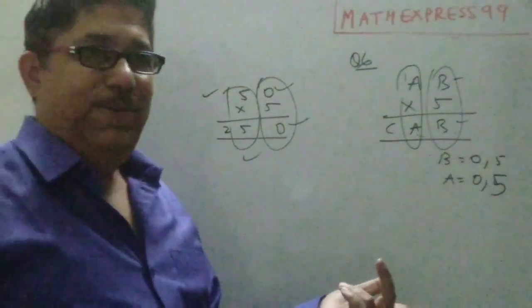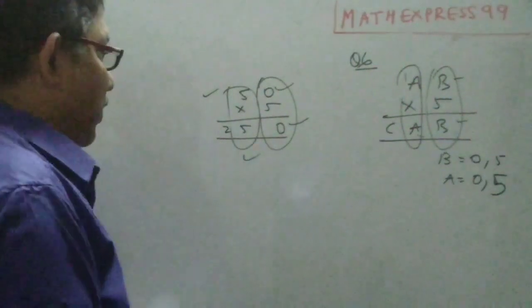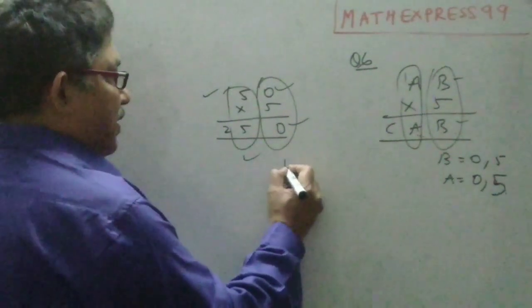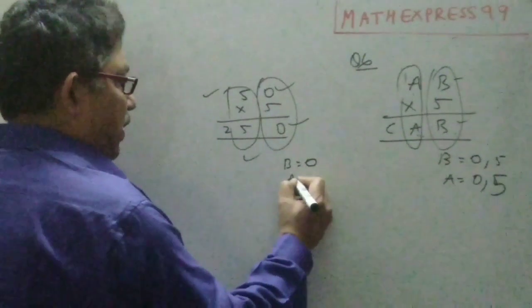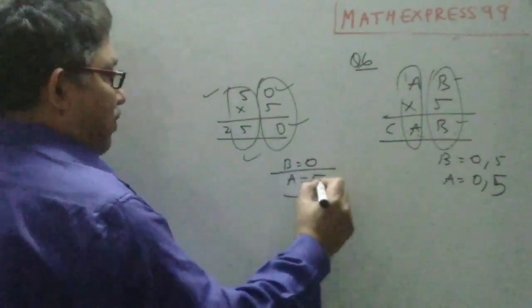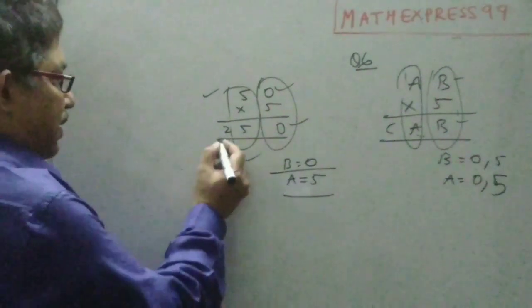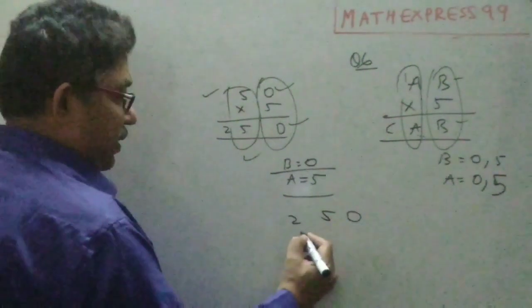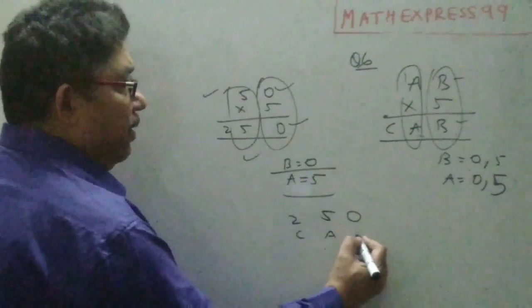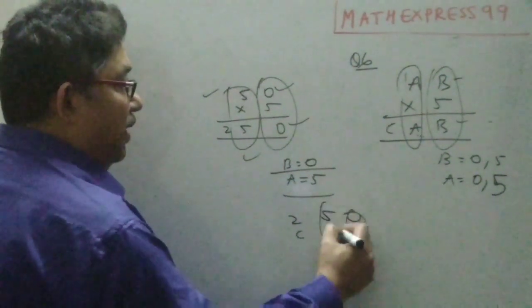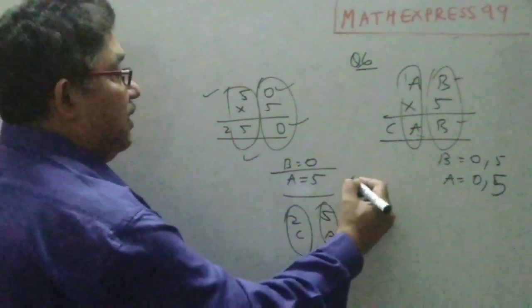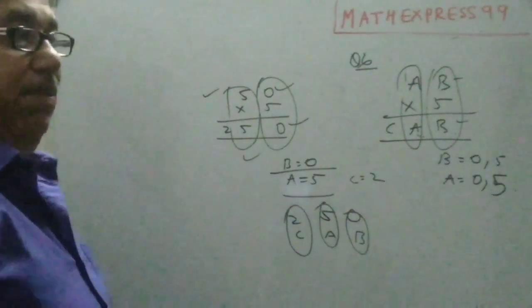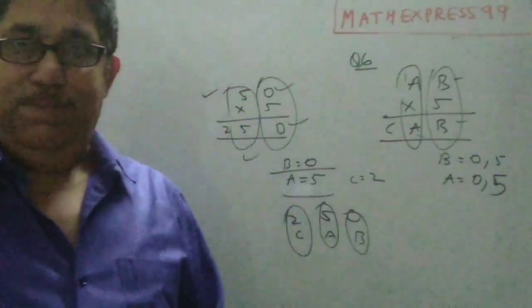So what is the answer? Answer is B equal to 0 and A equal to 5. Of course, this is C. 2, 5, 0, C, A, B. So you can see this is B, this is A and this is C. Multiplication questions always, some little bit hit and trial you will have to put. Okay.